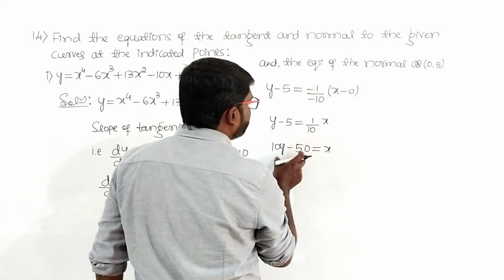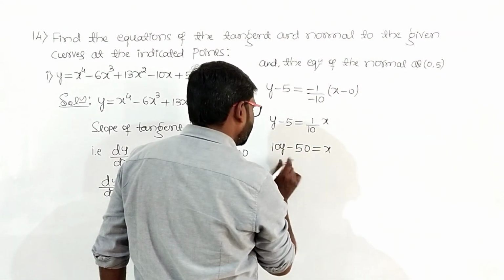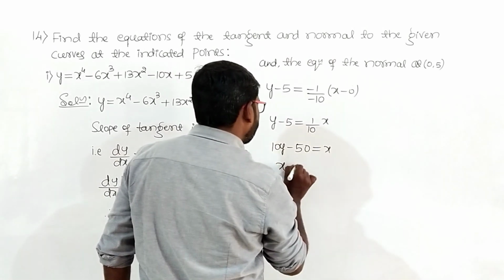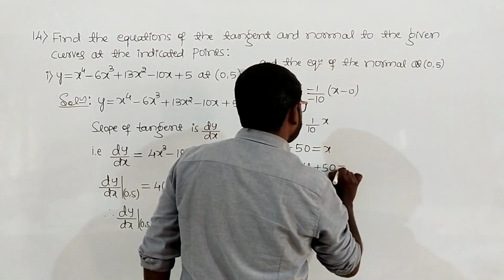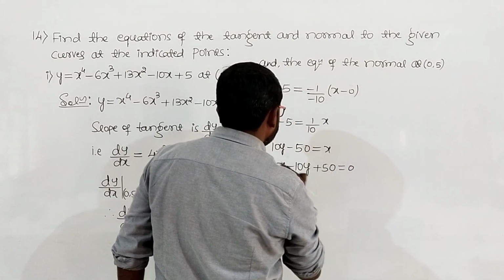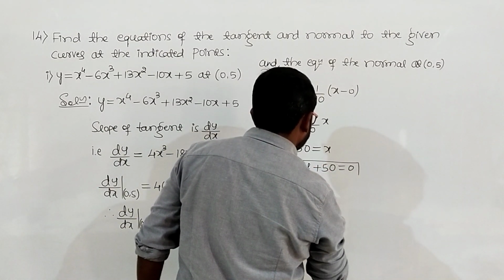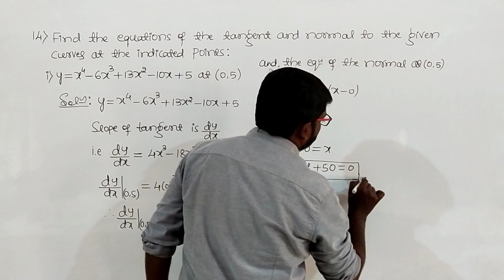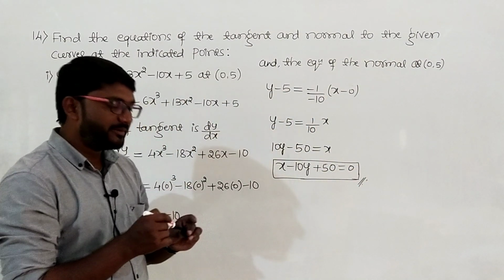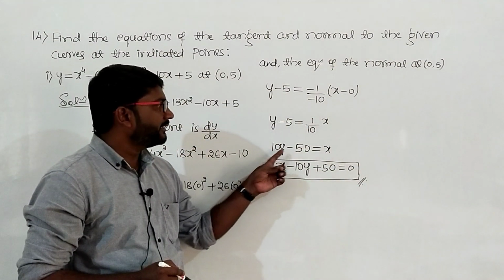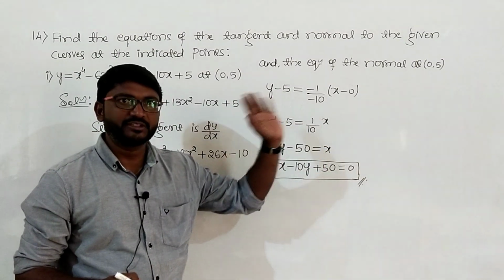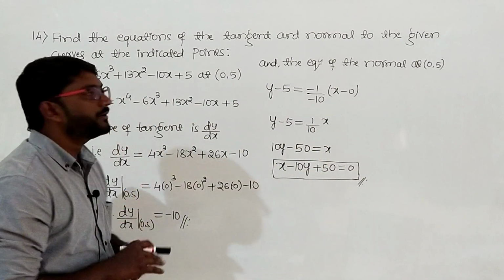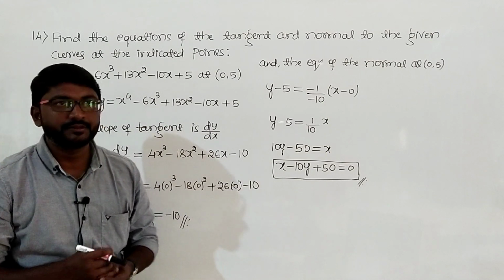Or else you take these two terms to the RHS. Anyway, you can write x minus 10y plus 50 equals 0. This is the equation of the normal at (0, 5). So this is one way of writing. The other way is 10y minus x minus 50 equals 0. Both are the same. So now we are done with the first sub question in the 14th main.